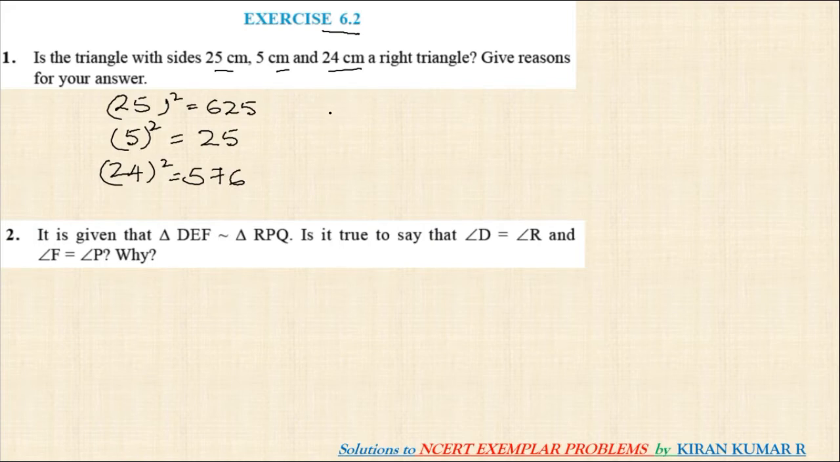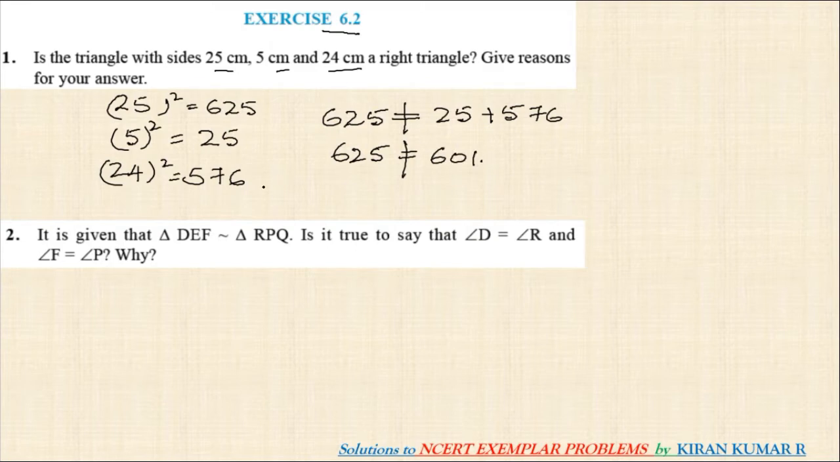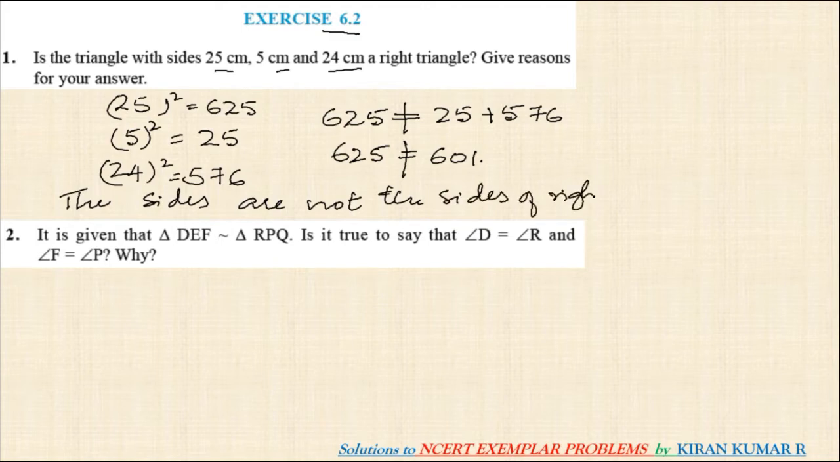Here the larger side is 625, and this 625 is not equal to the sum of 25 added to 576. I can write 625 is not equal to 601. So it doesn't satisfy Pythagoras theorem, or by the converse of Pythagoras theorem we can say that these sides are not the sides of a right triangle.